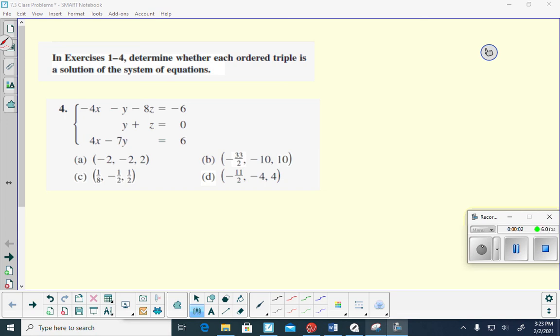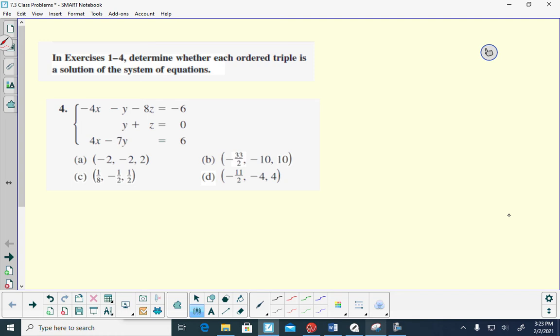Hello, this is Mrs. Ward, and I am going to go over the classwork for section 7.3, multivariable linear systems. So what's happening in this section, instead of just having two unknowns and two equations, we are going to up that a little bit, and we are going to start off with three unknowns and three equations.